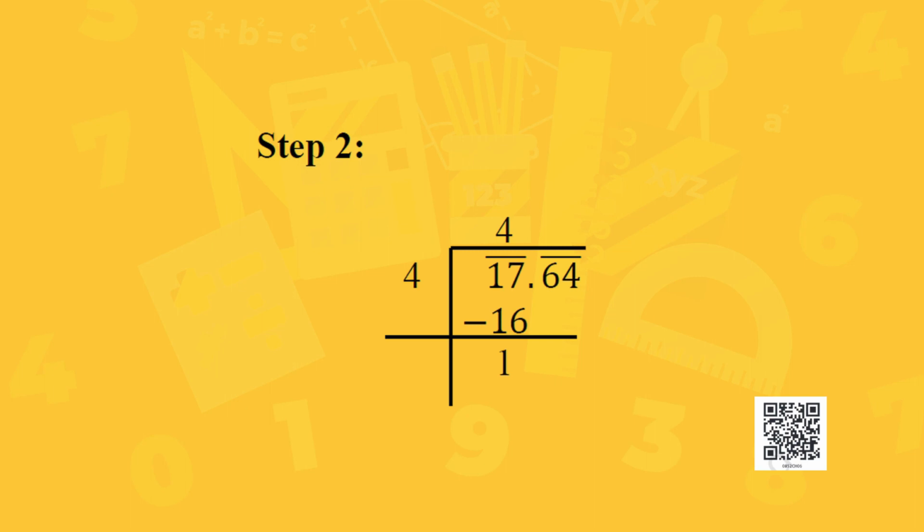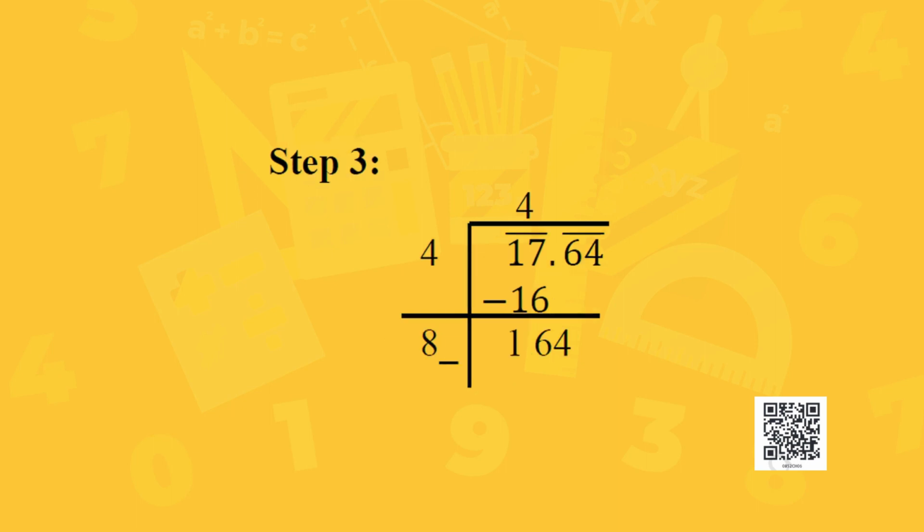Moving on to step 2. Now proceed in a similar manner. The leftmost bar is on 17, and we know that 4 square is less than 17, which is less than 5 square. Take this number as the divisor and the number under the leftmost bar as the dividend. So in our case, the dividend is 17. Now divide and get the remainder. We know that 4 divides 17 4 times, leaving the remainder as 1.